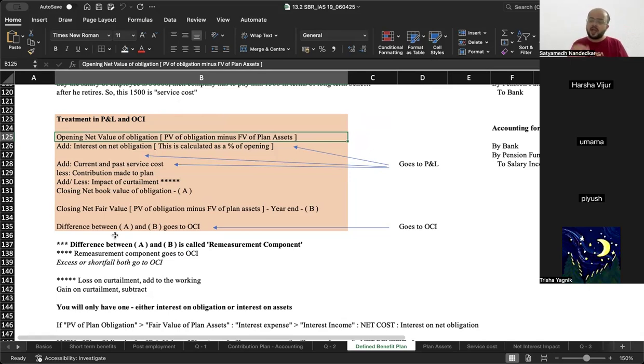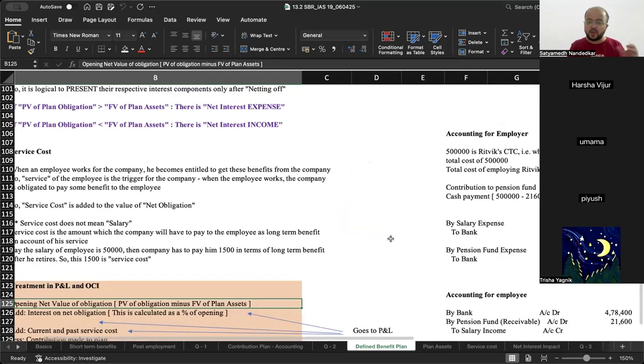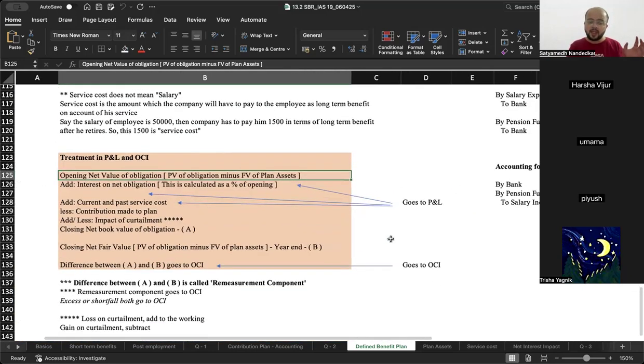And how do I pay that amount to her? I will liquidate my investments, right? So I will record the entry: bank account debit to investment in plan assets, and then Harsha's account debit to bank account. So ultimately, my obligation and my plan assets both reduce by the same amount when I'm making any payment to an individual. So payment of benefits is not subtracted anywhere. In fact, it will have no impact on the calculation.